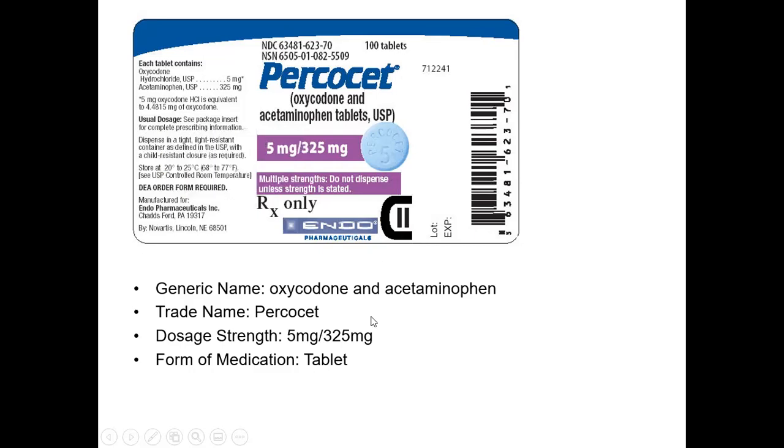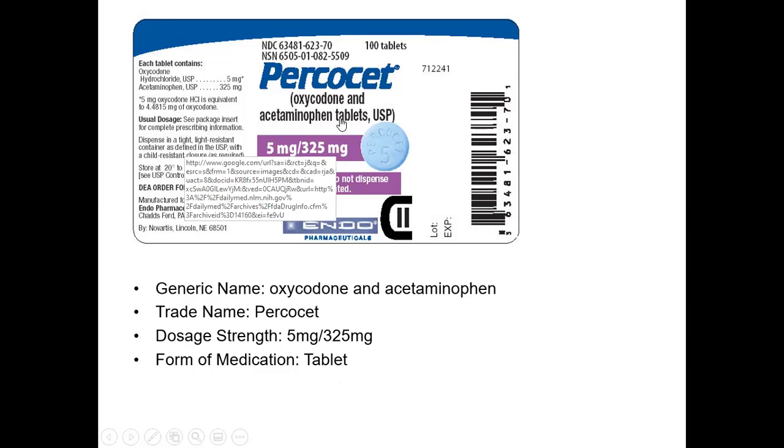All right, and then also it's asking you for the dosage strength. And right here, it tells you that we have 5 milligrams per 325 milligrams. And that is 5 milligrams of the oxycodone and 325 milligrams of the acetaminophen. Okay, and then again, right here on the top left-hand corner, it tells you that each tablet contains 5 milligrams of oxycodone and 325 milligrams of acetaminophen. And then it's asking you the form of the medication, okay, and the form is tablets. That could also be caplets, capsules, liquid, all right, suppository, whatever form that the medication comes in.